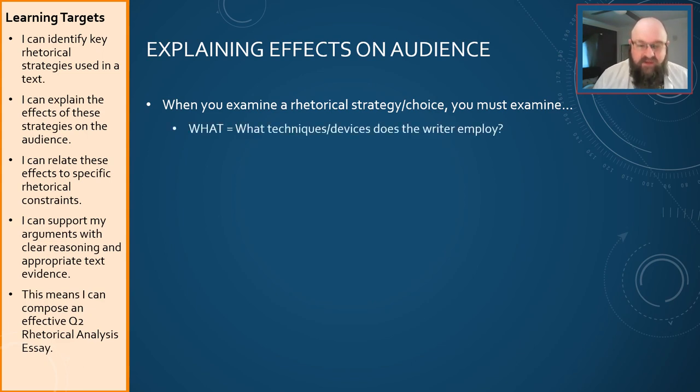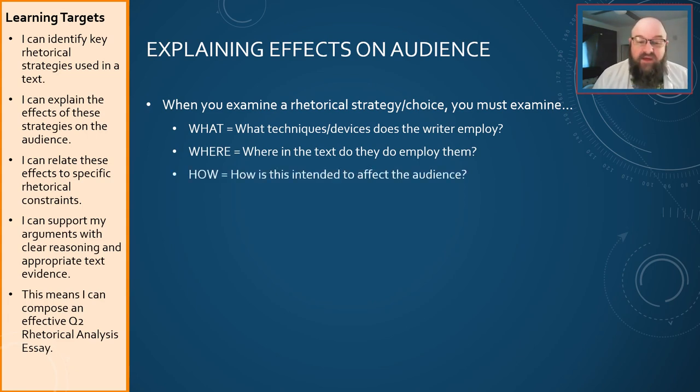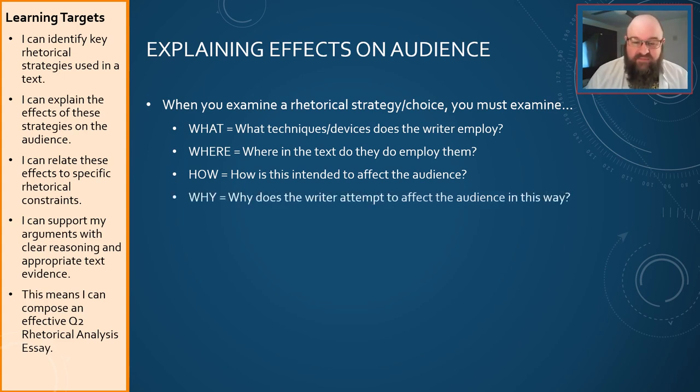You must examine the what, meaning what techniques or devices does the writer employ. The where, meaning where in the text do they employ them, that's where you provide your text evidence. The how, meaning how is the technique or device intended to affect the audience. And finally, the why: why does the writer attempt to affect the audience in this way, meaning what rhetorical constraints were they addressing when they made this particular choice.